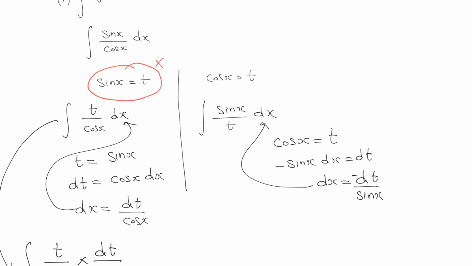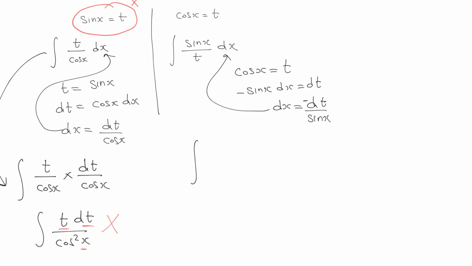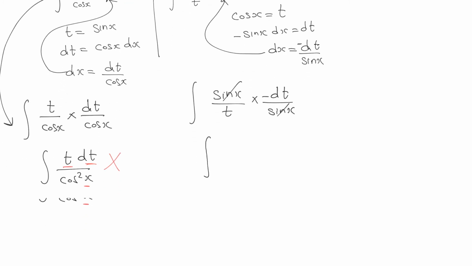Now we can put this dx over here. We can rearrange this equation as integration of sin x divided by t into dx, where dx is minus dt divided by sin x. We can observe that sin x and sin x get cancelled. So it becomes integration of minus dt divided by t. Now it is in the direct form of integration. We can take minus 1 outside, into integration of 1 by t dt, which is ln of t, plus the constant of integration c.